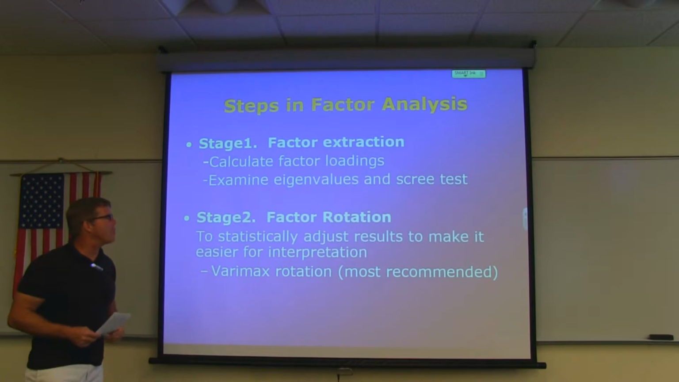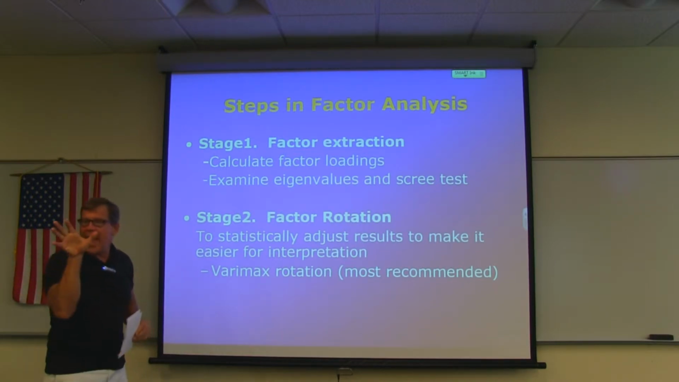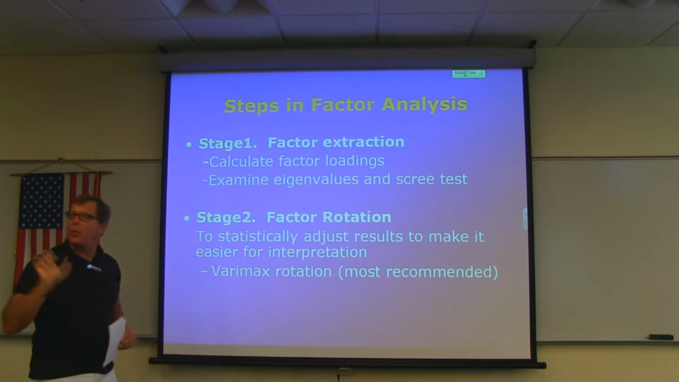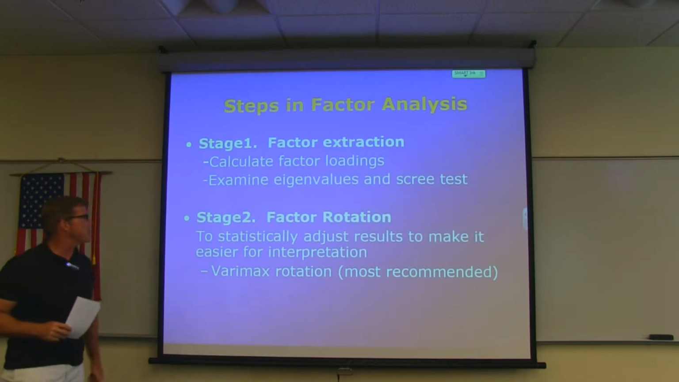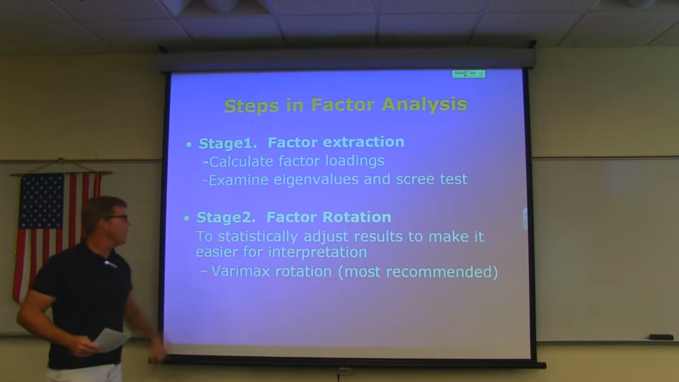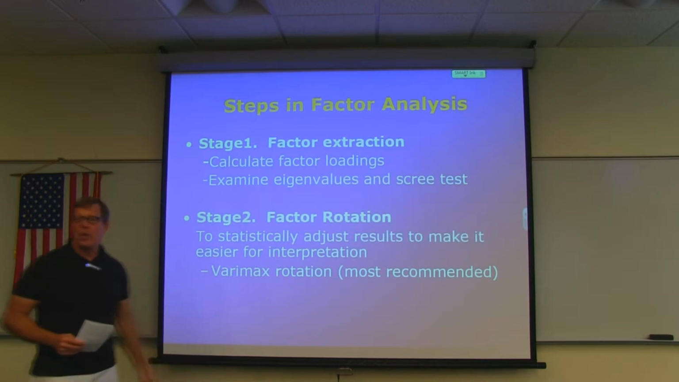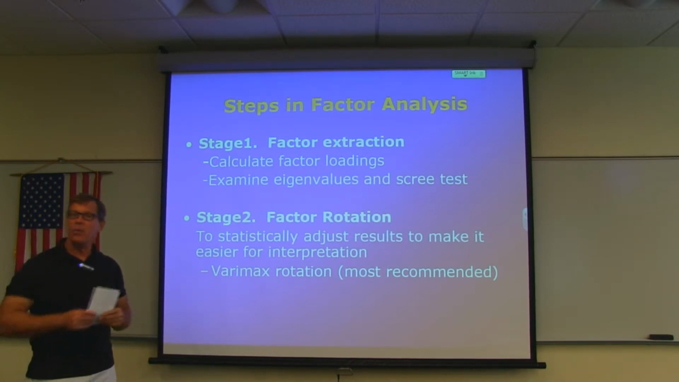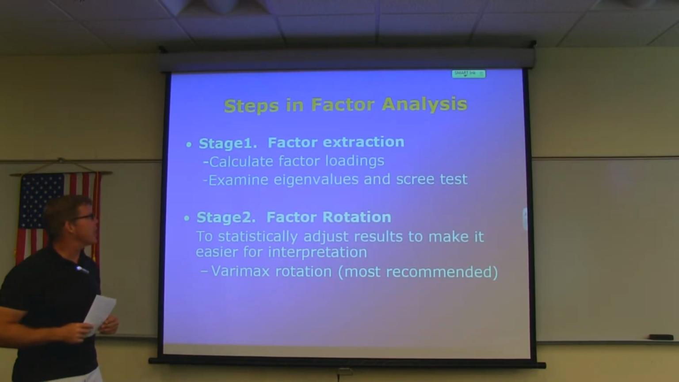Stage two we call factor rotation. This is literally rotation of the axis to get a clear picture as to what's going on, okay? We statistically adjust results to make it easier for interpretation. So in this factor rotation, we use the most recommended technique called Varimax rotation. And all this is rotation, literally rotation of axis to get a clear picture as to what's going on in terms of factor loadings and relationships between variables.